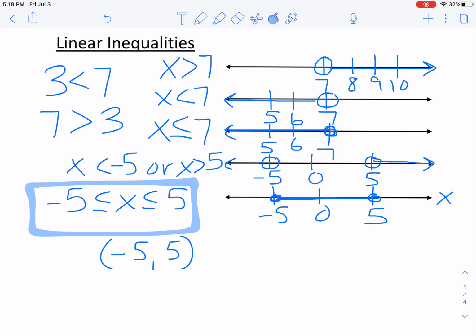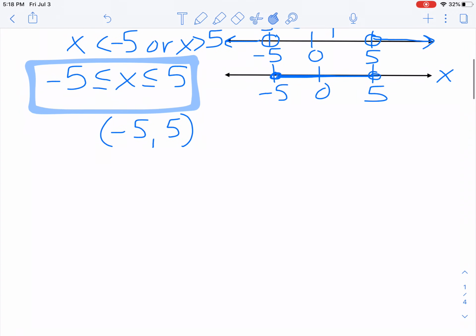Okay, so once we understand that, we also have to look at what happens when we do different operations with inequalities, because they're not quite the same as an equal sign, almost the same, but not quite. So if we start with something like 3 is greater than 2, this is true. 3 is a larger number than 2. And we add a number to both sides. So let's say I add 1 to both sides.